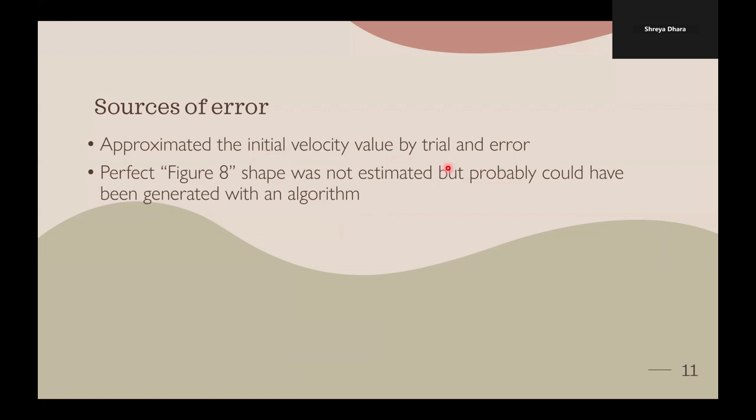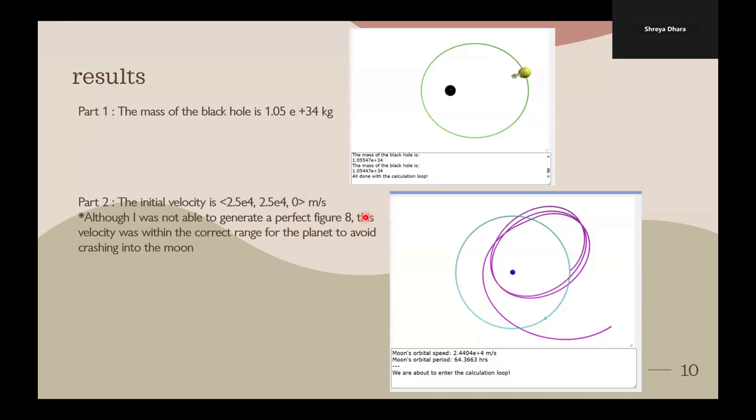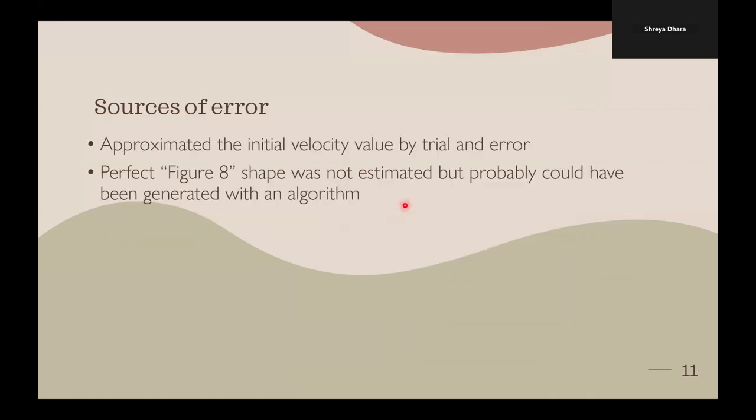Some sources of error here were that we approximated the initial velocity in part 2 by trial and error, just by visually looking at the model. I think this could have probably been done by an algorithm in a more sophisticated situation. Another source of error is that we weren't able to create a perfect figure 8 shape here, but again, this probably could have been done more accurately.